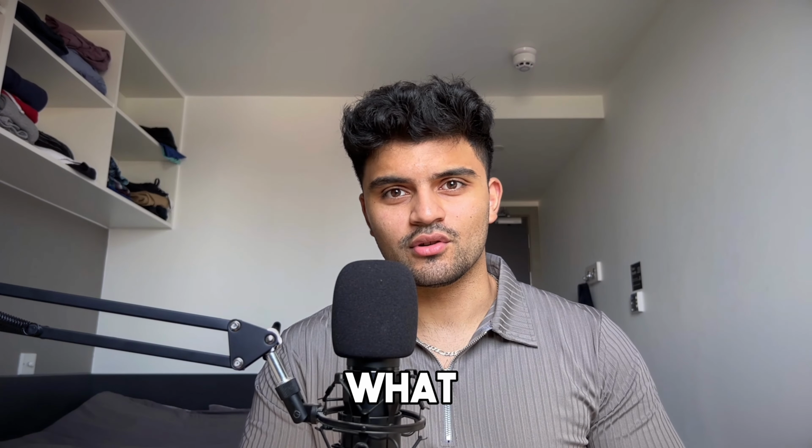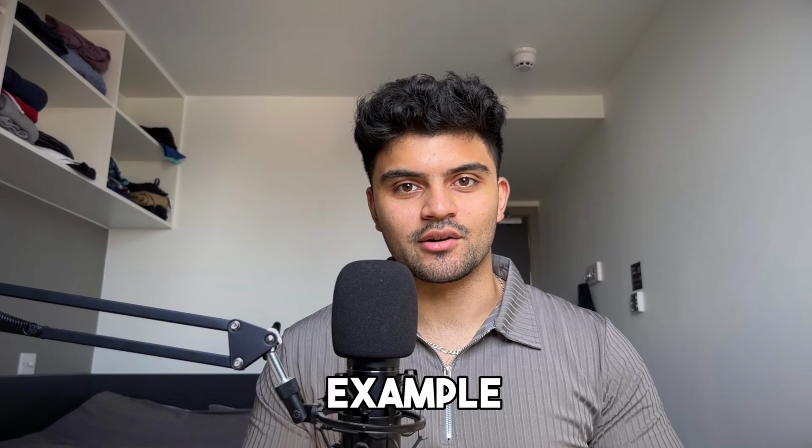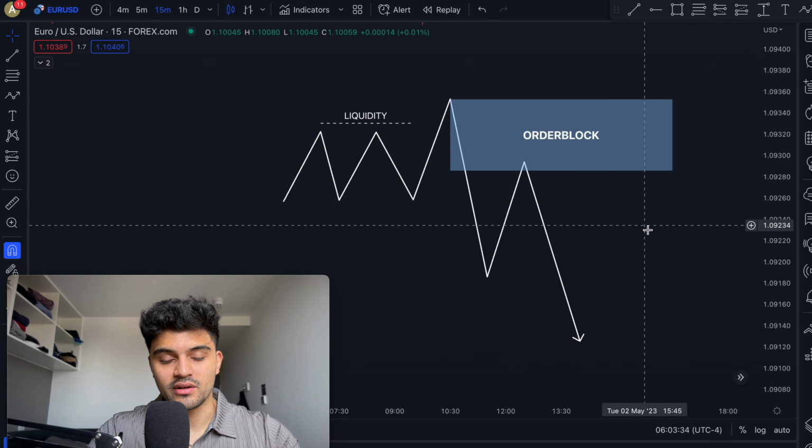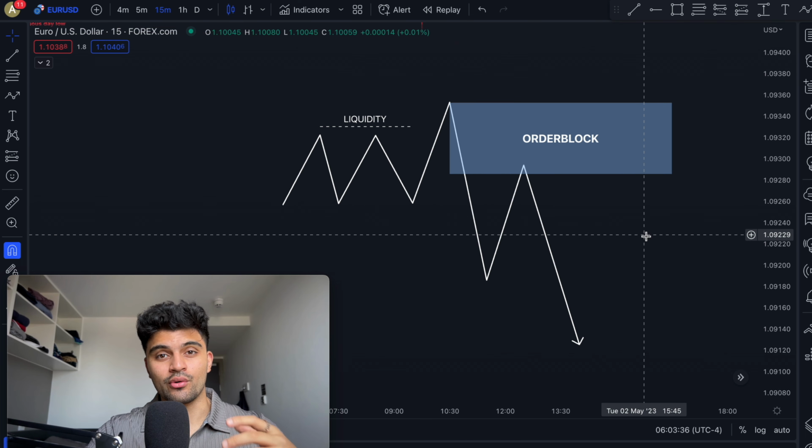Order blocks. What do they look like? Let's take a look at this example. So now I've got an example of what this bearish order block, or any order block, actually looks like, the kind of things we're looking for, so let's get into that. First, all we're going to be looking for is a liquidity run or a liquidity sweep, some sort of liquidity to be taken, whether that's buy side or sell side.